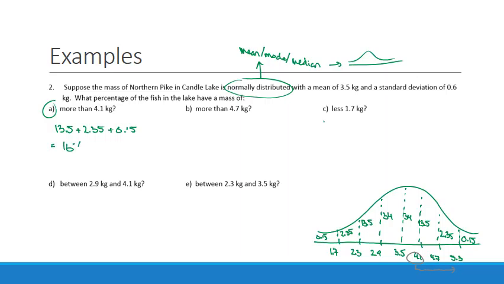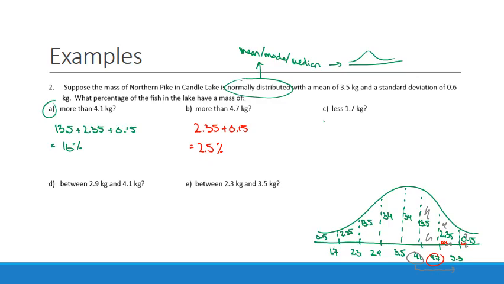Which works out to 16%. I just added these 3 regions. Now I'm looking for more than 4.7, so let's get a different color. More than 4.7 means I'll add just those 2 regions. So 2.35 plus 0.15 is 2.5%. So we're thinking that about 2.5% of the fish will have a weight more than 4.7 kilograms.